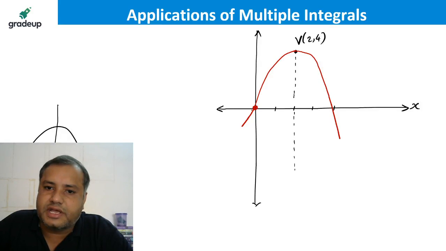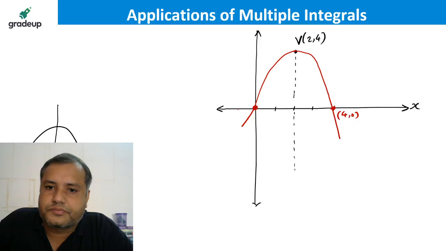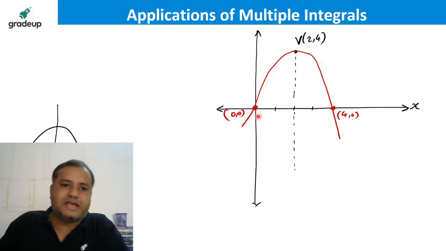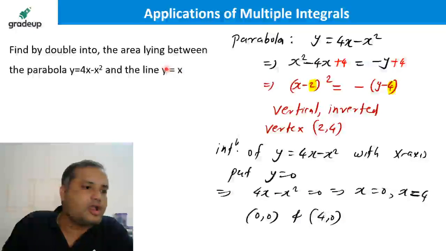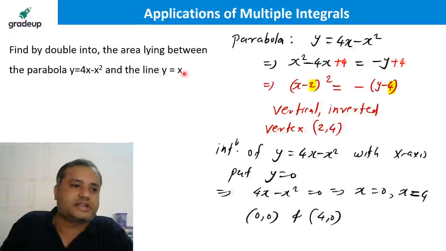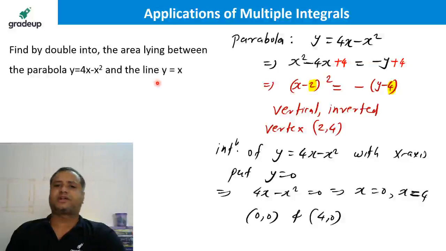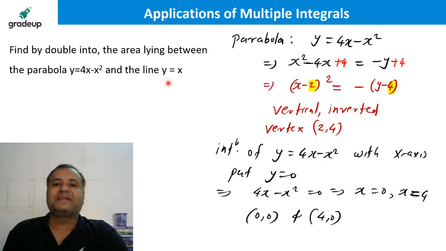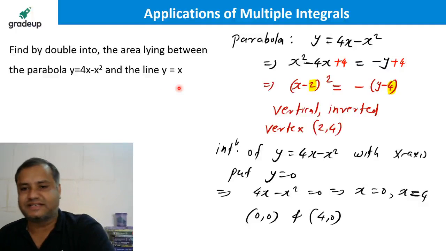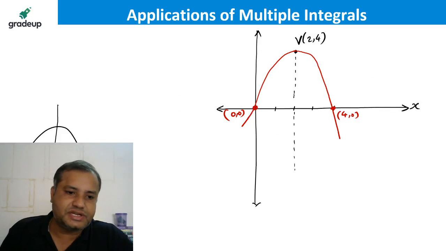So one point is origin, another point is this one, 4, 0. Now, this parabola is intersected by this line y equal to x. All of us know what this y equal to x is. Sir, y equal to x is a straight line, of course, passing through origin, making an angle of 45 degrees with the x-axis.